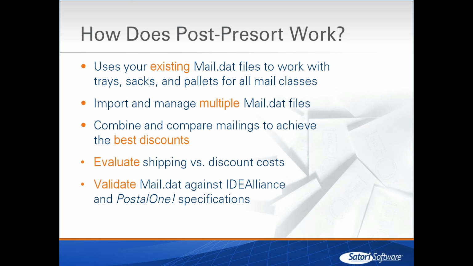You can make sure that you're getting the best discounts, make sure that you're drop shipping to the places that make sense for that mailing. But you can also use post-presort software to combine multiple mailings. And this is where it gets really powerful, because you can take trays from different mailings, combine them because they're going to the same location, and then drop ship them to that location. You can get that drop ship discount for all of that mail, but only be sending one pallet. So you're not going to be spending as much on logistics costs just by combining that mail into a single pallet. And of course, you can take a look at all of the shipping costs and things like that.